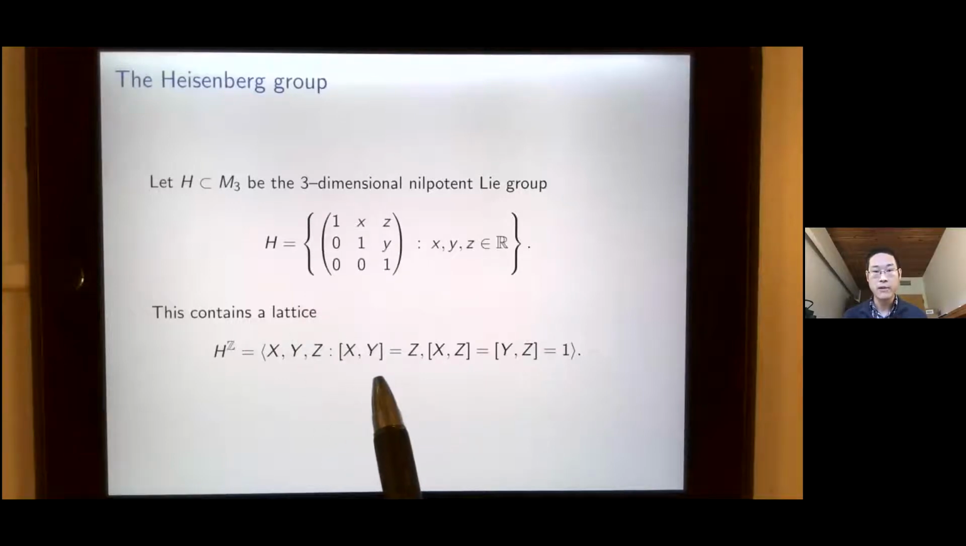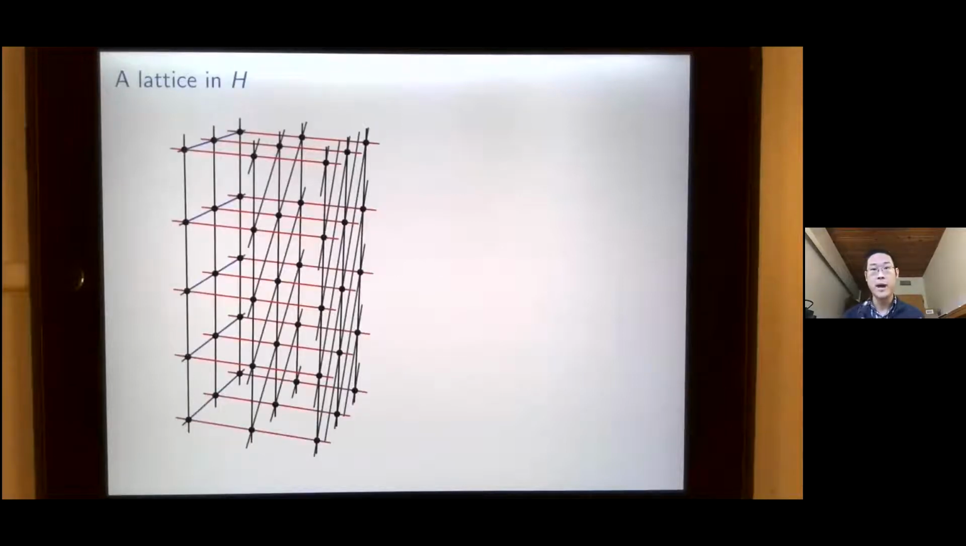And those satisfy some relations. The commutator of x and y is z, and x commutes with z, and y commutes with z. So this is the algebraic definition of the Heisenberg group. We are going to be interested in the geometry of the Heisenberg group, so we're going to want to put a metric on this group. The easiest way to construct the metric, or the nicest way, I find, is to look at the Cayley graph of the lattice.